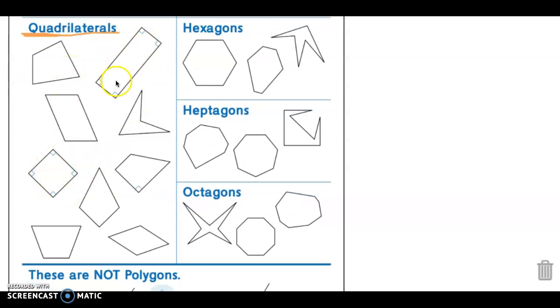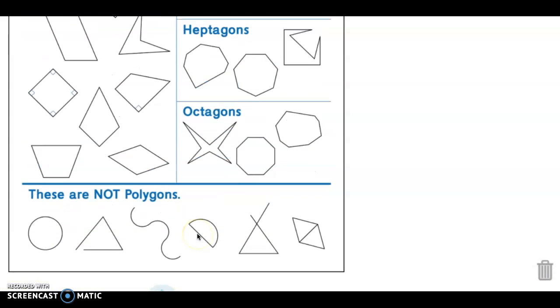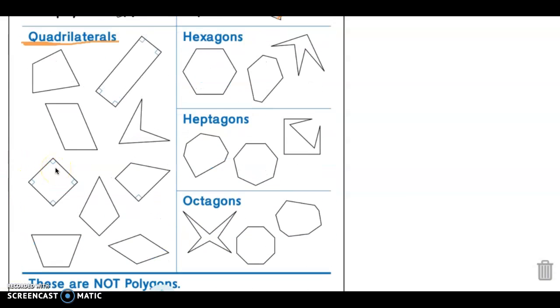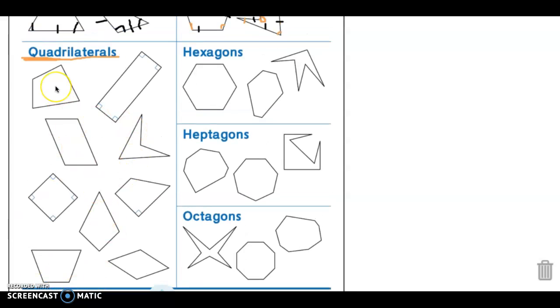You know different names for these ones. This is a square. What's this one? This one is a rectangle. This one's also called a parallelogram. This one's also called a kite. This one is also called a trapezoid. We have so many of these. But they're all quadrilateral because they all have 4 sides. That's what makes them a quadrilateral.